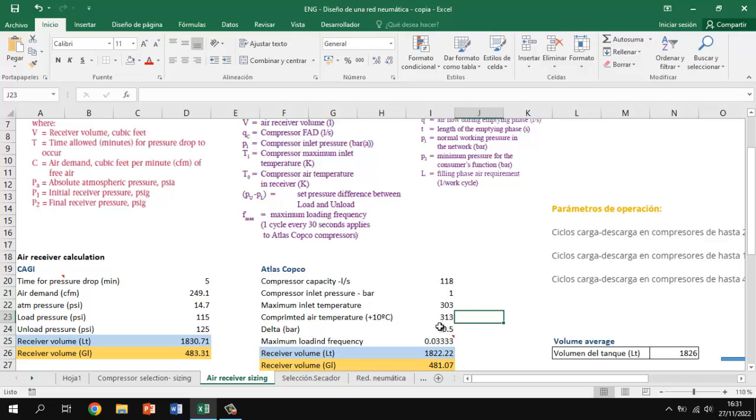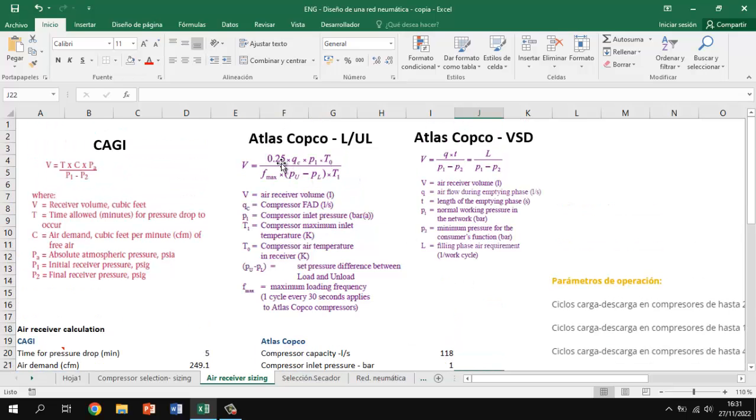That's the reason why I put this. This is an ideal situation that you should have, in this case, for the difference between load and unload. This is the 10 psi, just in bar. It's the same situation. This is the data of one cycle every 30 seconds. And you just calculate this.